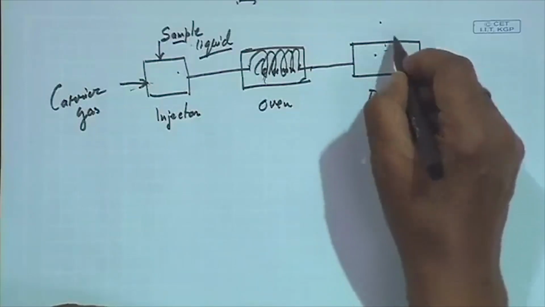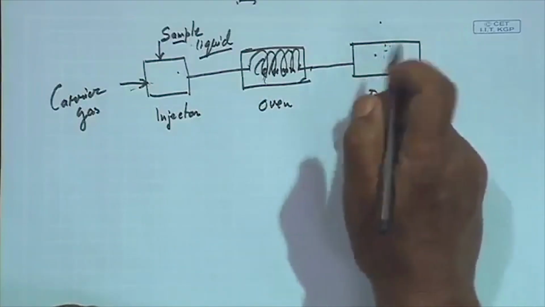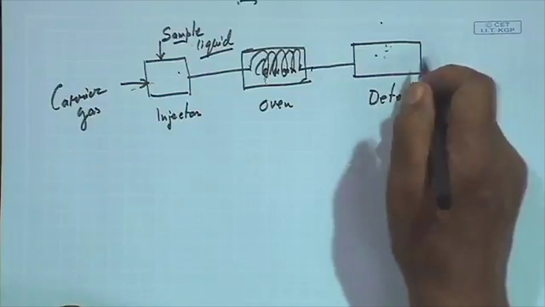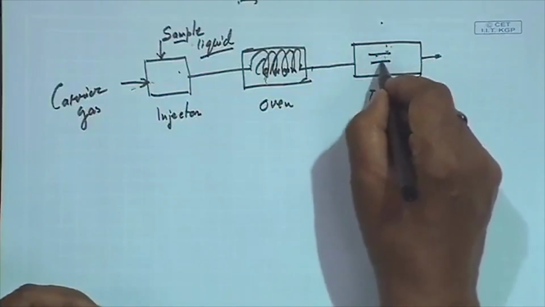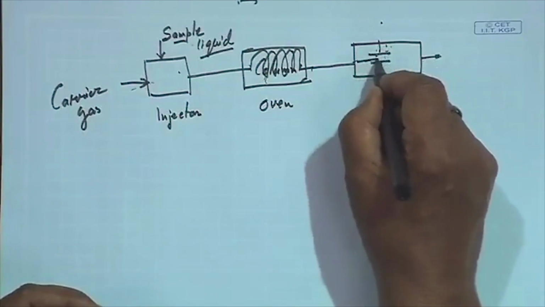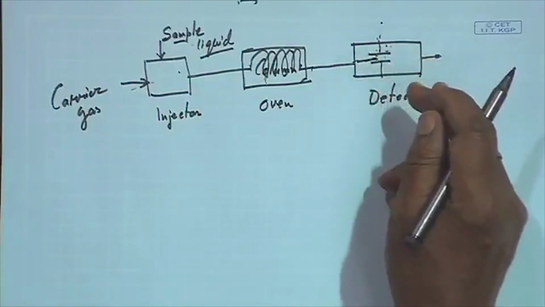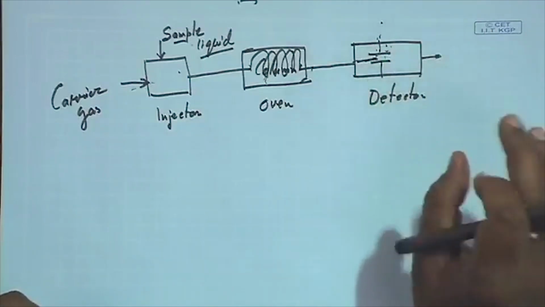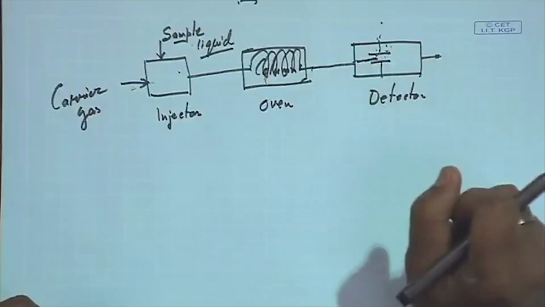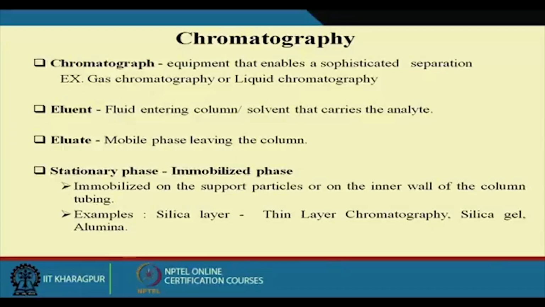Then the detector detects that particular component, A, B, C, D, whatever it is, one after another going out like this. Here you have a kind of electrodes, connected with a kind of Wheatstone bridge arrangement, where there is a change of voltage or a change of current. On that basis, they detect what the different components present in the mixture are. So this is largely used; this is called the gas chromatograph.